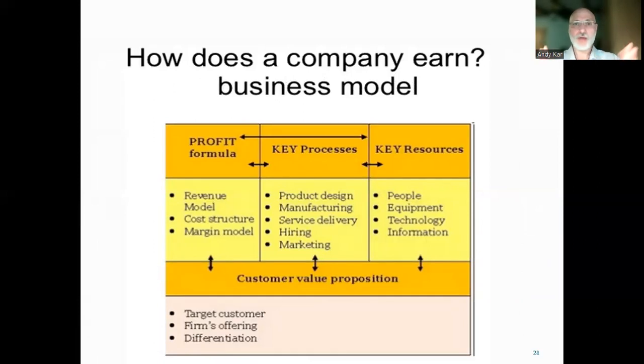Here we have also a business model in terms of how a company earns. Okay, we can see different things here. One is the profit formula. We can see the key processes and we can see the key resources. The thing is that we need to combine our profit formula with the key processes and our key resources in order for all these things to add value to our customers.